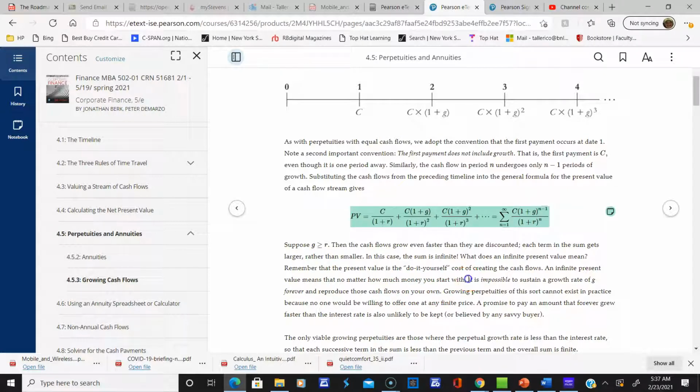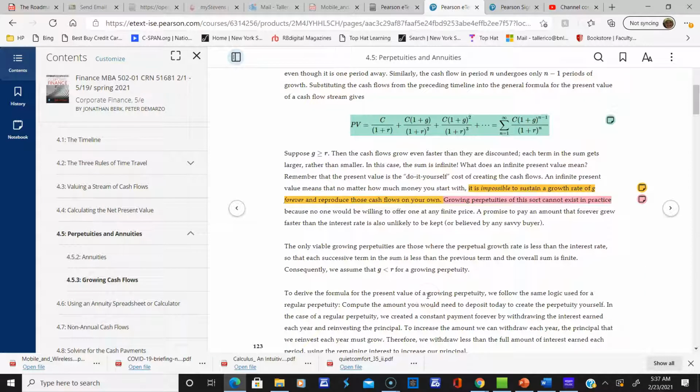So this is kind of important. Obviously, you can't keep growing it forever. Growing perpetuities of this sort cannot exist in practice, because no one would be willing to offer one at a finite price. A promise to pay an amount that forever grew faster than the interest rate is also unlikely to be kept or believed by any savvy buyer. So that's really not going to work.